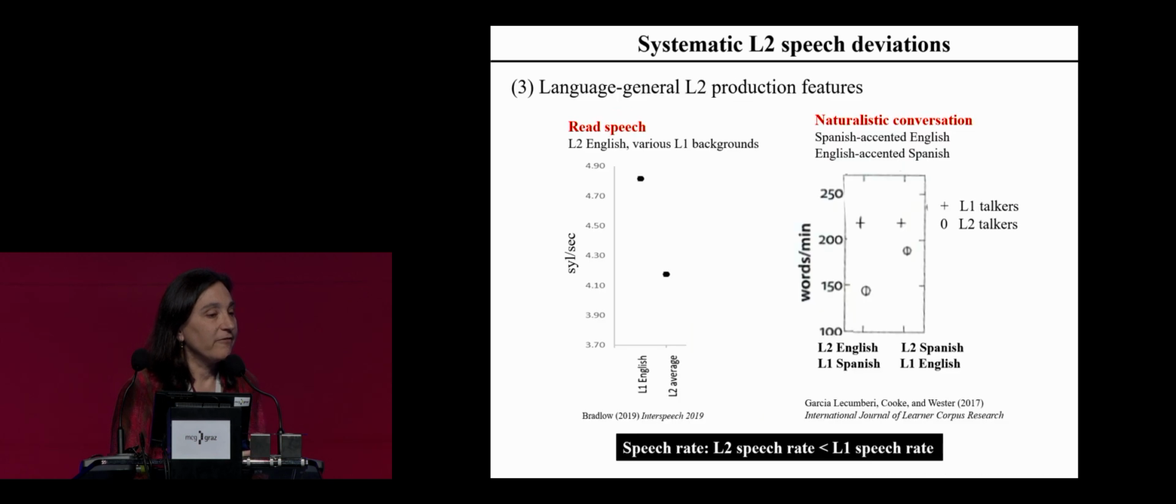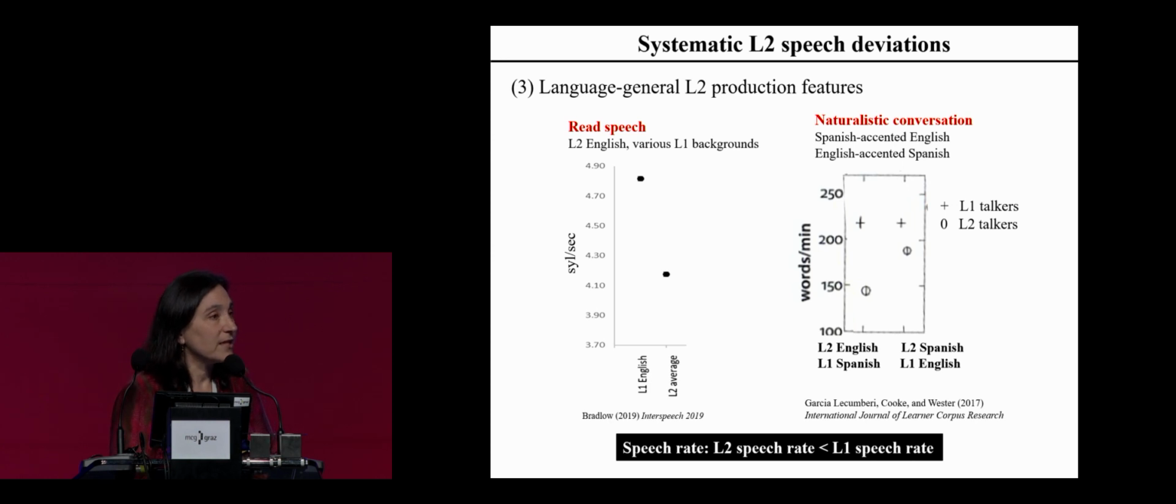Now finally, a final source of systematicity in L2 speech production comes from features of producing second language speech that are general regardless of the L1 and L2 involved. This is just difficulties with producing a second language. And of course, the most salient of these is speaking rate. So L2 speech is always slower than L1 speech. Here are 2 illustrations of this effect.